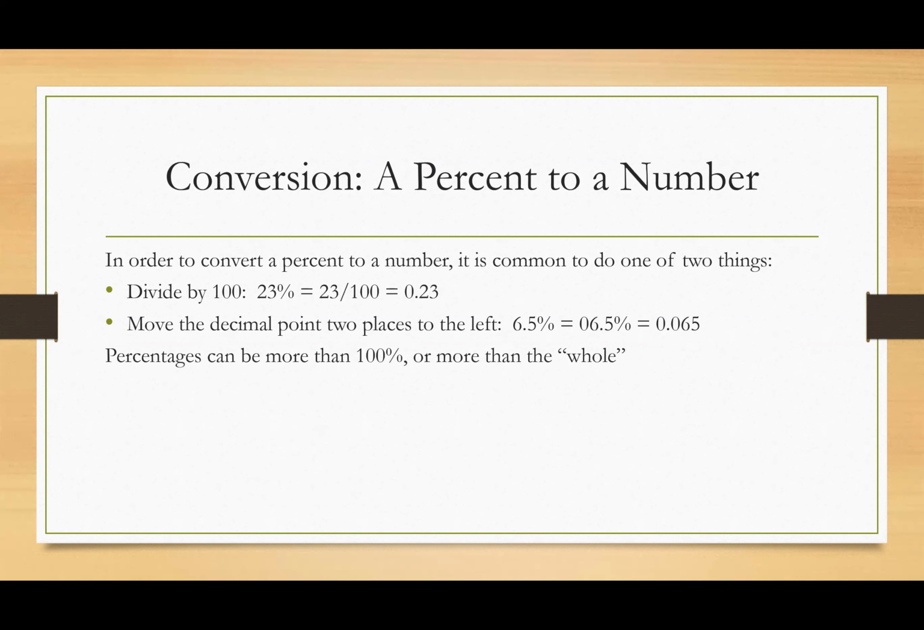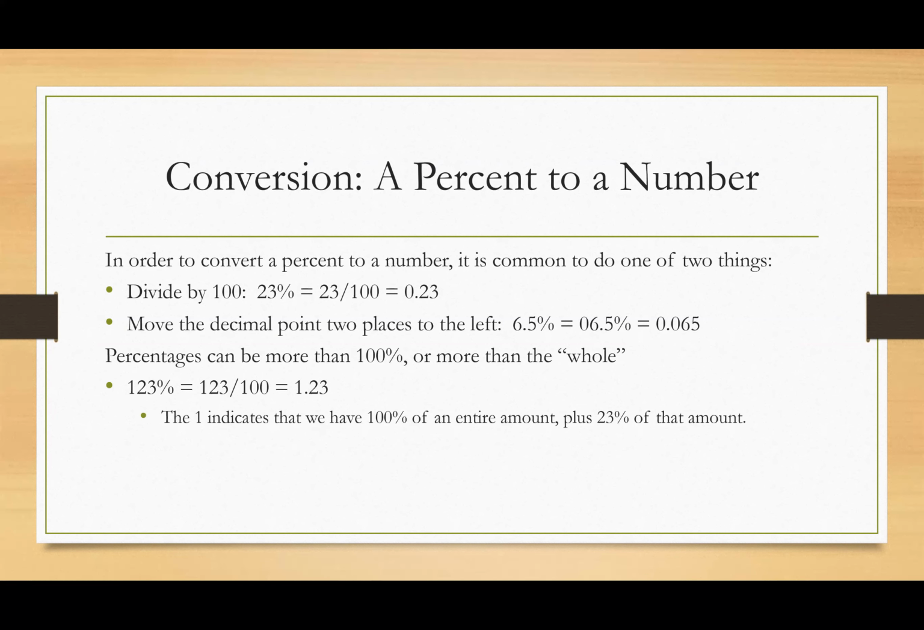Percentages can be more than 100% or more than the whole. For example, 123% is equivalent to 123 divided by 100, which is equal to 1.23. And the 1 indicates that we have 100% of an entire amount plus a partial or 23% of that amount.